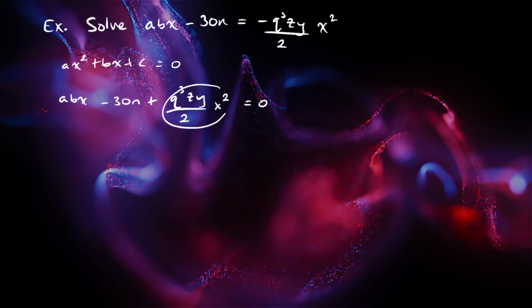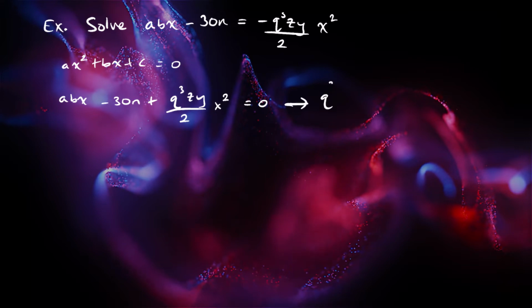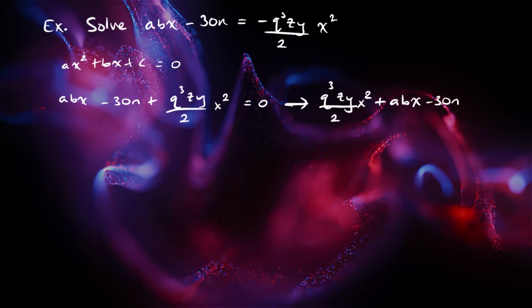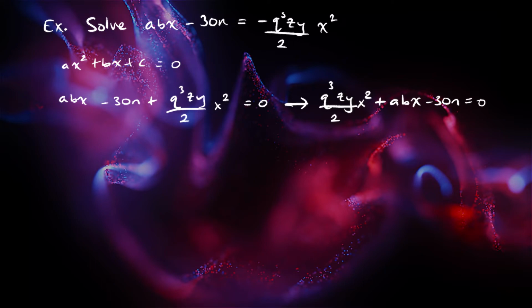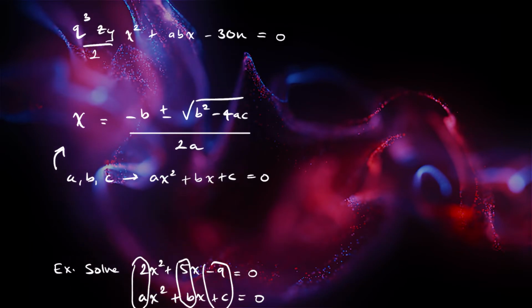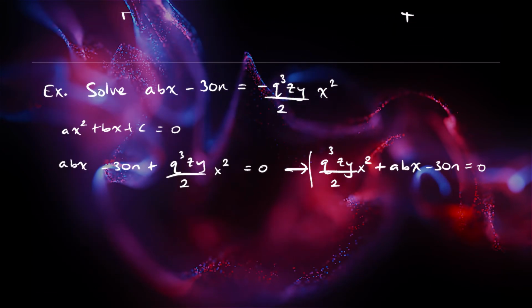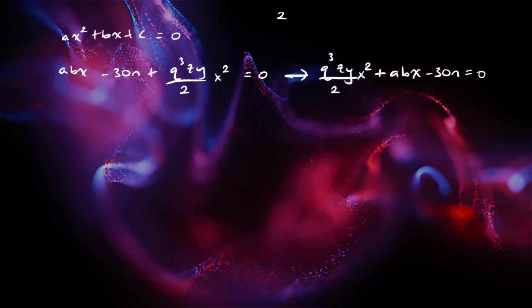And then we want to have this x squared term to be the first one, right? So we're going to get q cubed zy over 2x squared plus abx minus 30n is equal to 0. Right, and if you look closely, this is exactly the same quadratic that we had in the first example, as our motivation. So we're going to actually use the quadratic formula to solve that.